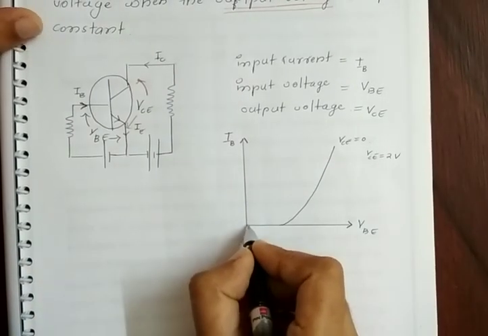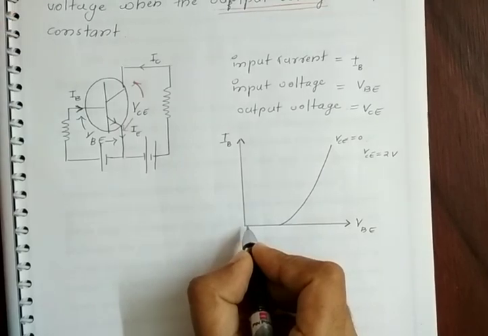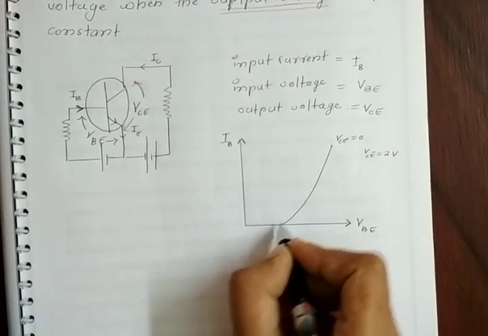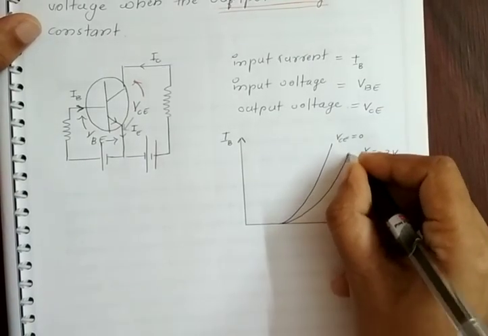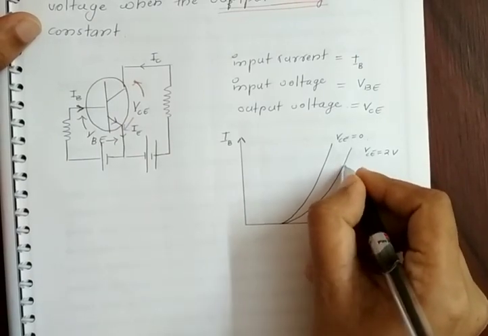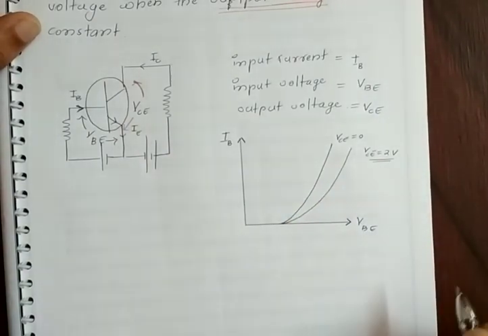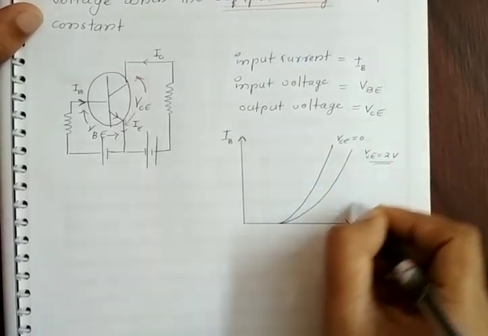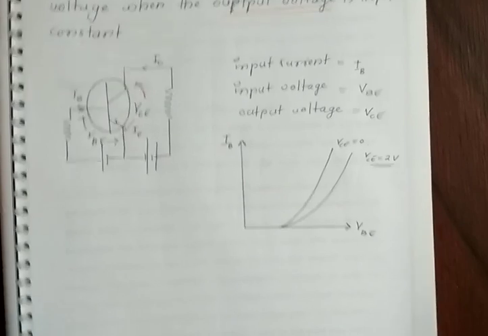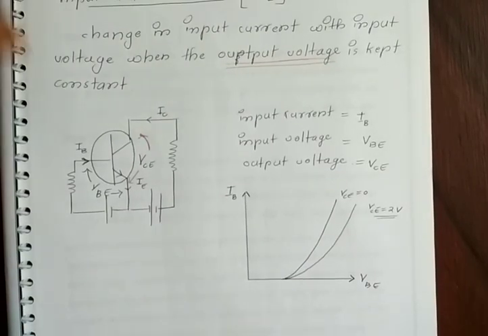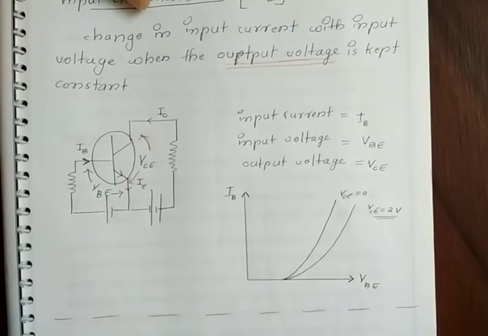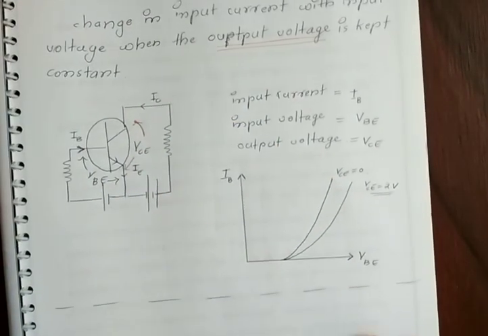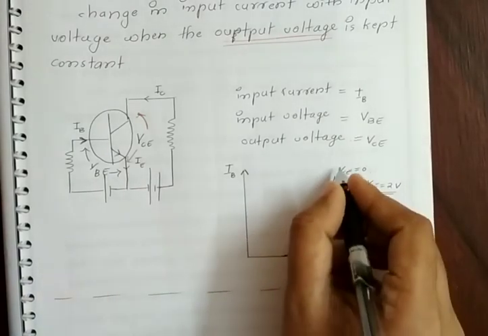We start from the same point: the current will be 0 at small values of VBE, and after a particular value, starting from the same point, the current will increase in a different direction. This is the second input characteristic for the given value VCE equal to 2 volt. In this manner, you can draw a large number of graphs for different values of VCE. So this is how you draw the input characteristics of common emitter configuration. Before moving to the output characteristics, one more point is that the input characteristics always resemble the forward characteristics of a normal diode.